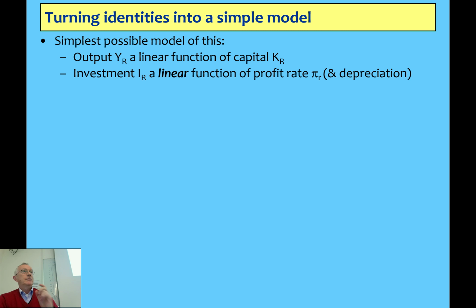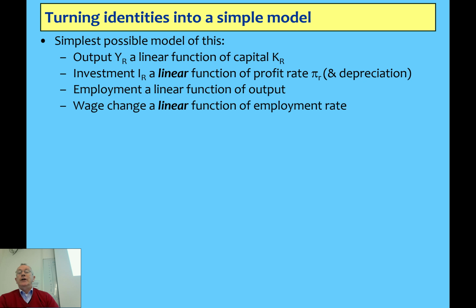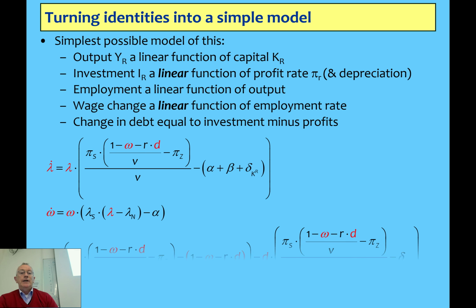So I'm going to work with the simplest possible model, having output being a linear function of capital, investment a linear function of the profit rate minus depreciation, employment a linear function of output, and the wage change, the Phillips curve, a linear function of employment. And the way that I bring in debt is to say that change in debt is equal to investment minus profits. Now, of course, that's turning it from a set of identities into a model. And what you finally get when you do the mathematics of all that are these equations here, which I'm not going to take you through in detail, but I'll show you how to build them in Minsky.